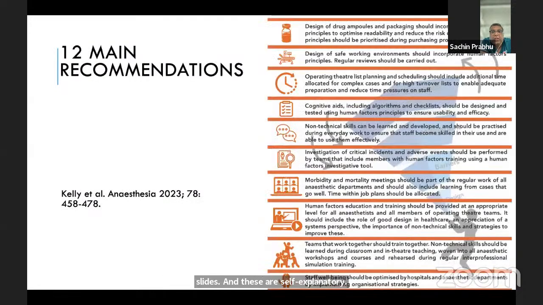This again talks about 12 recommendations. Kelly et al., there's a paper in 2023. It talks about things like ampules. The ampules are so small these days. Just examples there. For example, we had suxamethonium and midazolam which looked the same, many years ago. And there were a couple of incidents where people gave suxamethonium instead of midazolam, actually. So it's just an example.